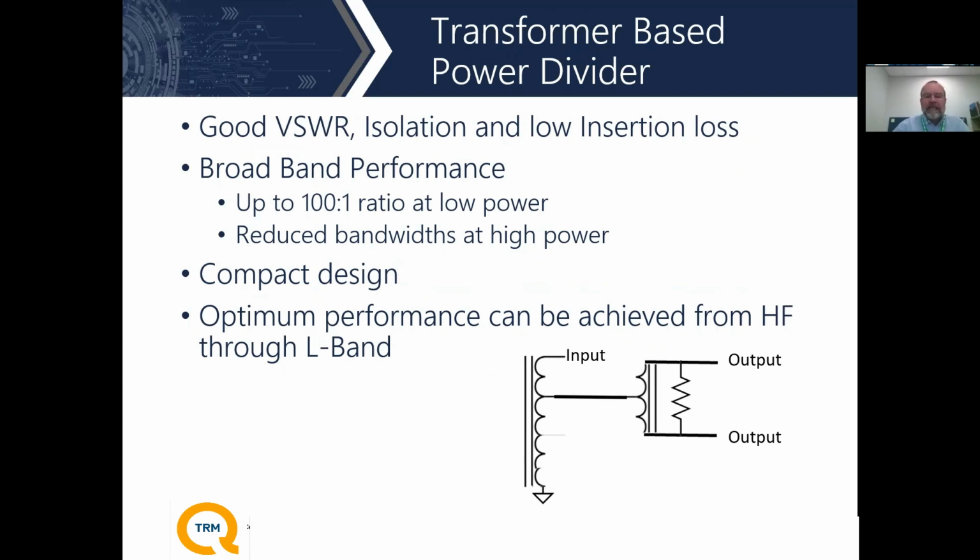The next network that I'm going to speak about here is a transformer-based network. These are all of our lower frequency power dividers, lumped element power dividers. These offer very good VSWR, isolation, and low insertion loss. They also have extremely broadband performance, up to 100-to-1 frequency ratio at lower power. And when you go up to higher power units, that bandwidth does reduce.